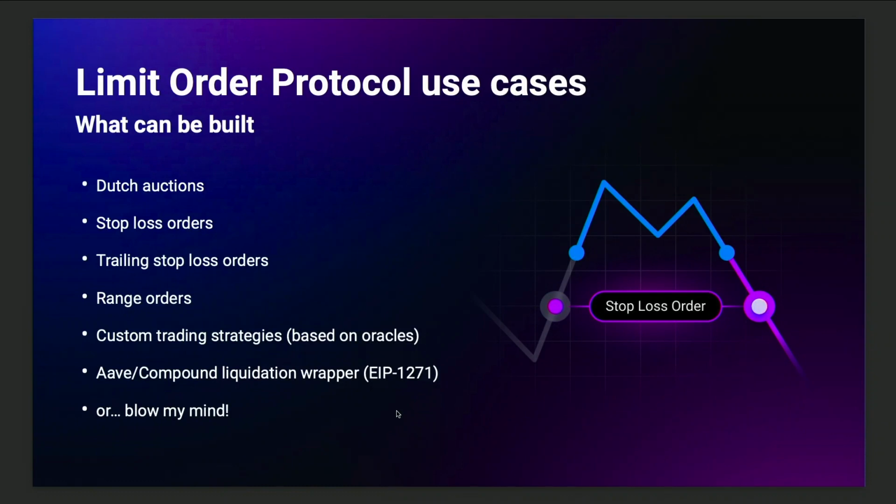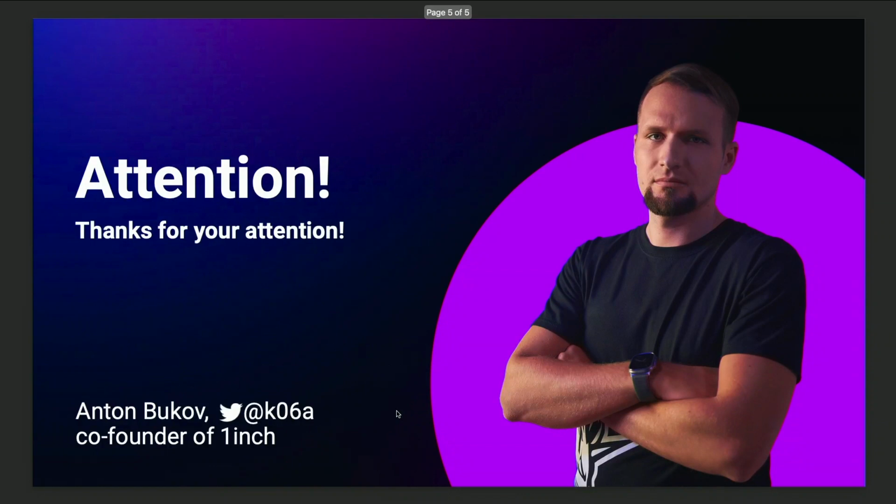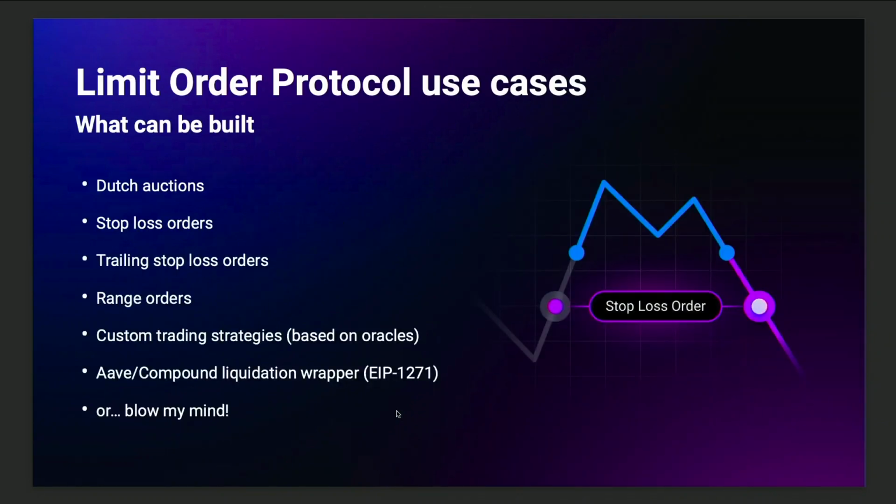Someone could implement stop loss orders. They could check with a predicate that the price on an Oracle is at some threshold, and this means that they can be filled or can't be filled. It's also possible to have trailing stop loss orders, range orders. Just imagine you could place your order to be fully sold in some range. For example, you're gonna sell, I don't know, wrapped ether from 2,000 to 3,000.